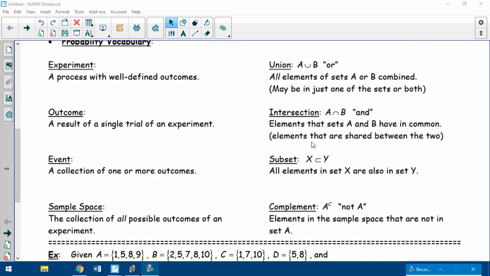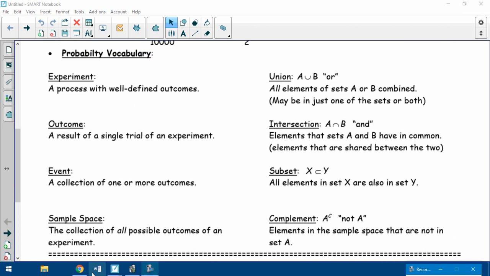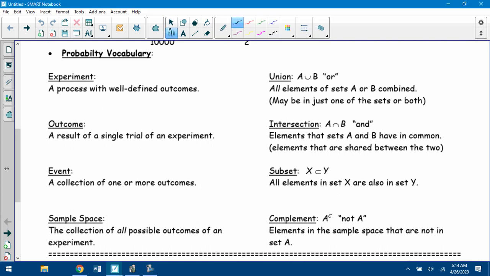All right, so when we talk about probability, we've got some vocab to talk about. An experiment is just a process with well-defined outcomes. So an experiment that we just talked about was flipping a coin 10,000 times. The outcomes could be heads or tails. Outcome is a result of a single trial. So if I do one coin flip, the result of that trial, either heads or tails, would be an outcome. So that's what you want to think of with outcome. Outcome is just a single trial. It's one result. An event is a collection of one or more outcomes.